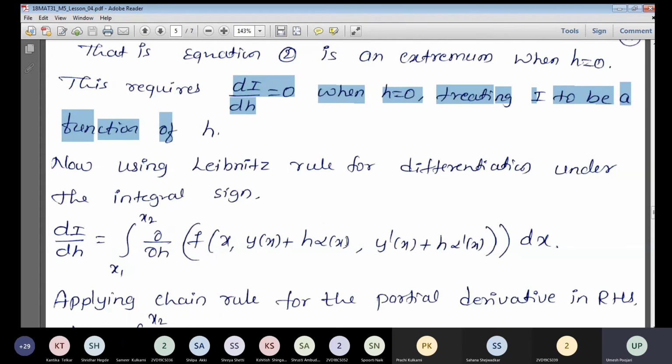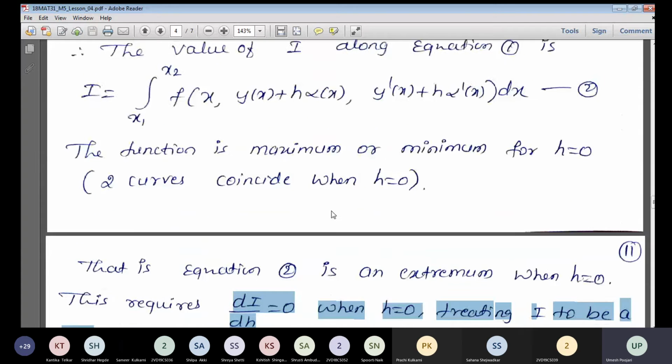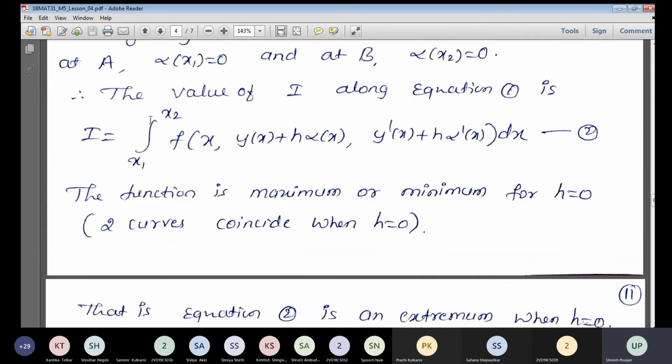But the right hand side we cannot differentiate directly, because one is this integral sign, and second, we have so many terms here. One is x, y of x plus h into alpha of x, y dash of x plus h into alpha dash of x. But we have to differentiate this right hand side with respect to which variable? h, because we are considering h as the variable. I is a function of h.